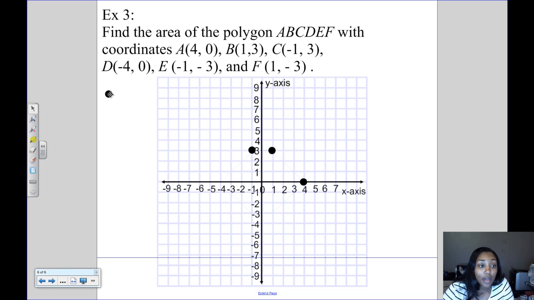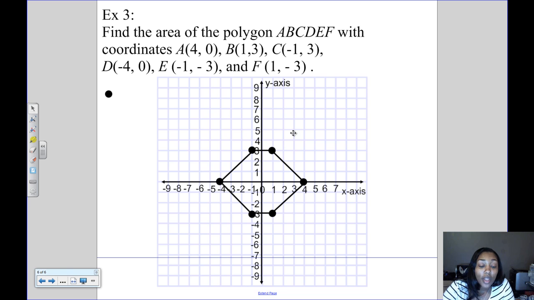Point D is at negative 4, 0, so here is point D. Point E is at negative 1, negative 3, so here is point E. And point F is at 1, negative 3, so here is point F. Then the next step is to connect each one of the points to each other and draw the lines. So now we've connected all of the points and we see that it forms a hexagon.